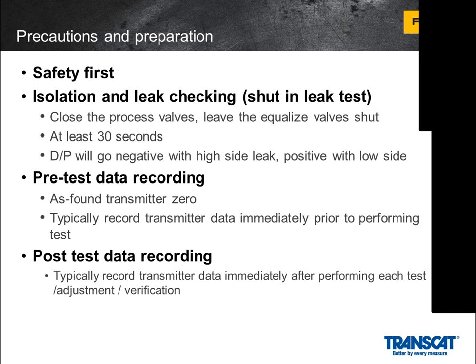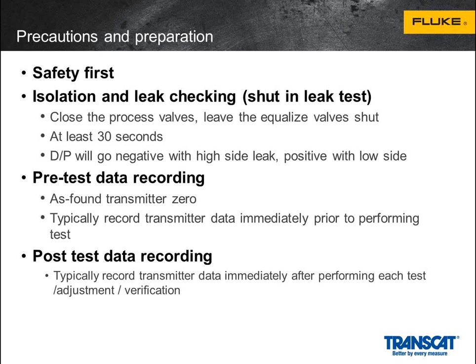The very first thing you're going to do is an isolation and leak check. The unit will have valves that isolate it from the process. You'll close those valves, and you'll wait. You'll attach a gauge or something similar to the unit. You'll wait at least 30 seconds, and you're looking to see if the pressure changes. You're going to look at the DP, and if the DP goes negative, at least under most circumstances, you'll have a high side leak, and it'll be positive if you have a low side leak. This is only when the unit is isolated from the process.